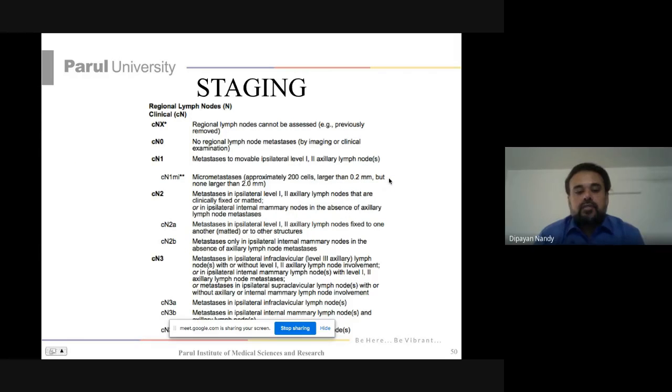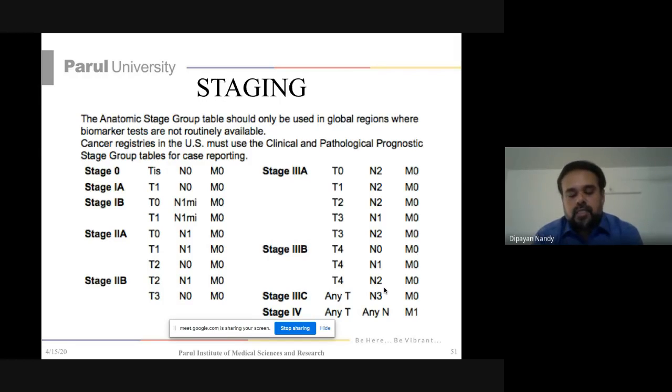For the nodal classification, again, without going into all the details, we need to remember N1 is only the axillary lymph nodes, the level 1-2 lymph nodes, and which are mobile. A fixed lymph node, usually a nodal mass, goes into N2, and N3 is when it goes up to the infraclavicular or the infra and supraclavicular deep nodes. So based on this TNM, the staging is done.